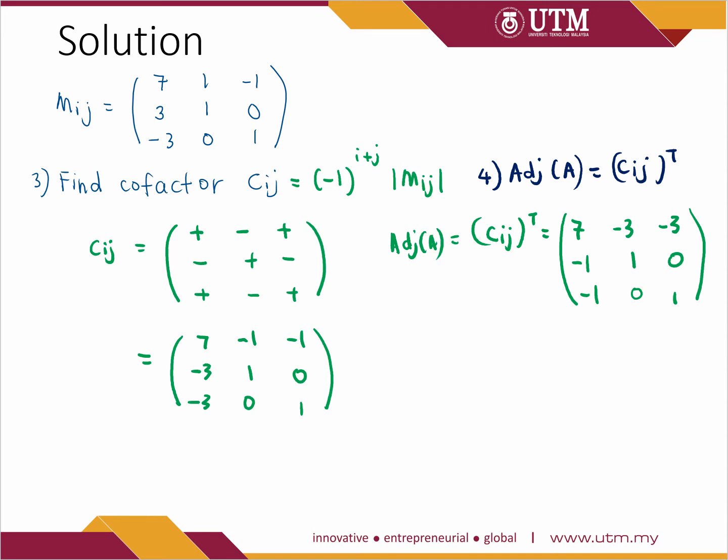Then finally, we can find the inverse matrix of A by taking 1 over the determinant of A multiplied with the adjoint of A. So based on the previous calculation, the determinant of A is equal to 1. So here 1 over 1 will be 1 times the adjoint of A, which is equal to this matrix.